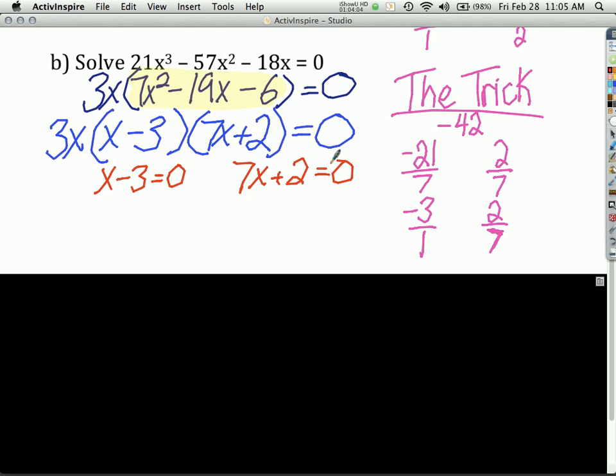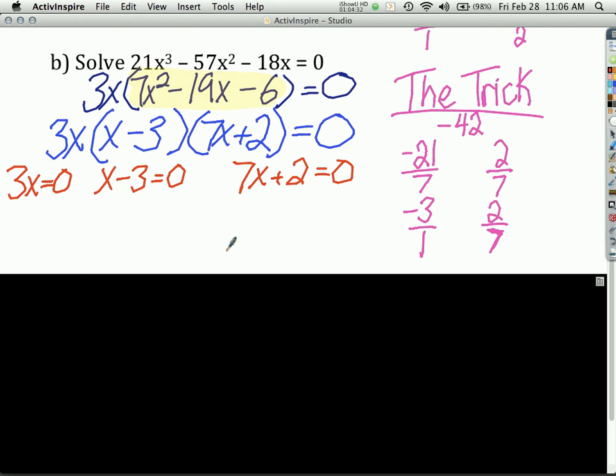What did we miss? John? Yeah, you have to do this one too. 3x has to be set equal to 0. How many times will the graph of this cross the x-axis? Ziamara? It's going to cross 3 times. We have to find 3 solutions. If we don't do this part, then we're only going to find 2.